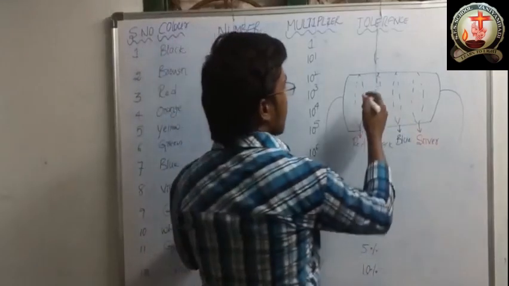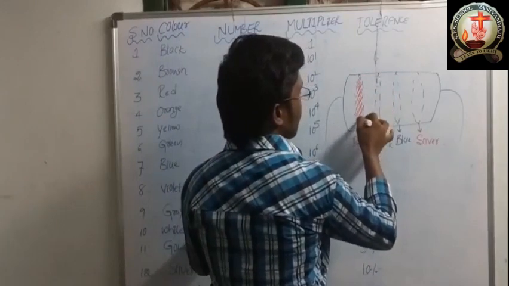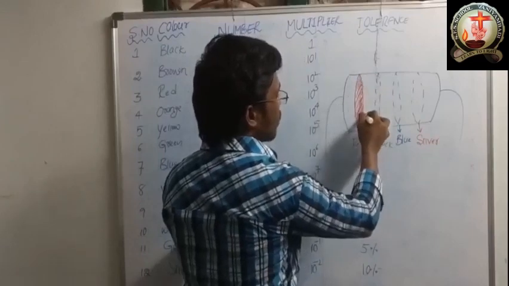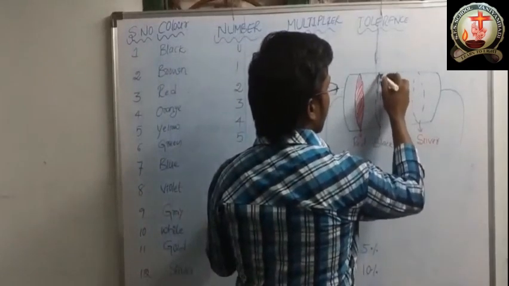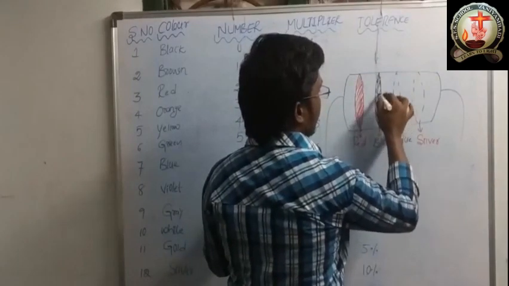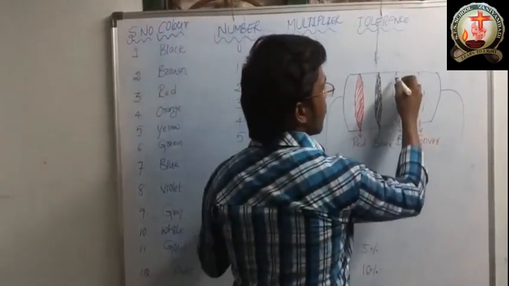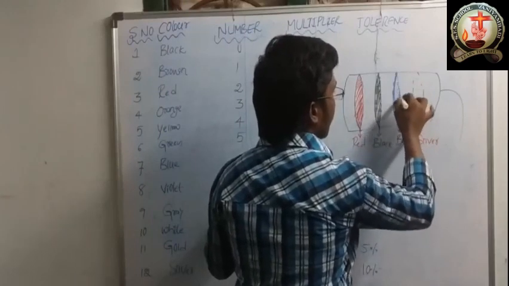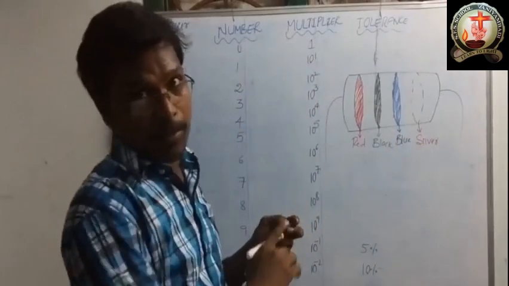That means this is the red colored ring, totally red. And this is the black colored ring, totally black. And the third one is totally a blue colored ring. Yes, like this they will give in the examination.